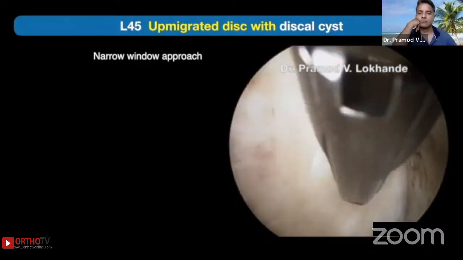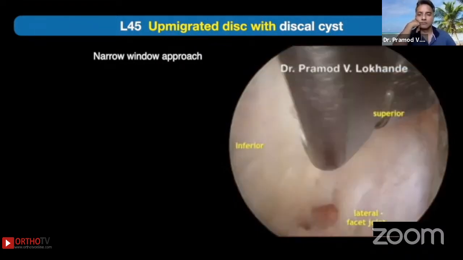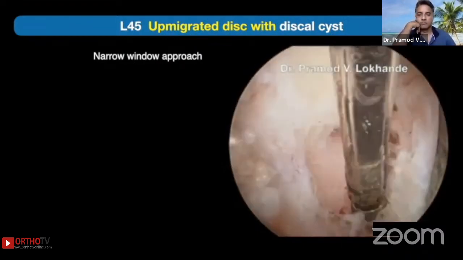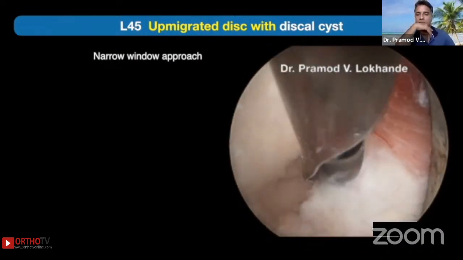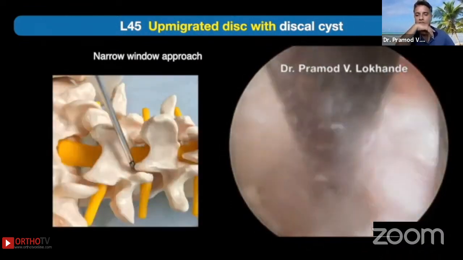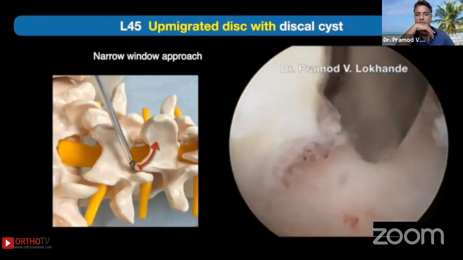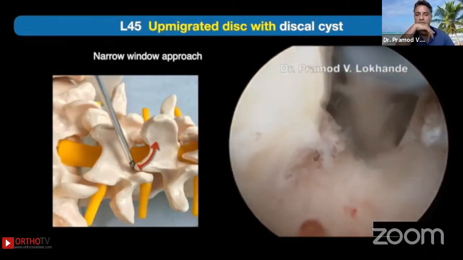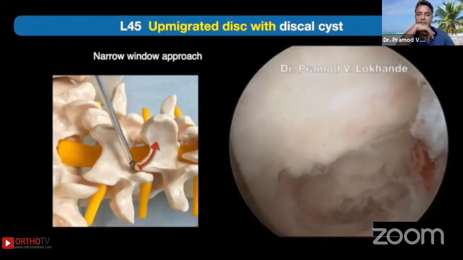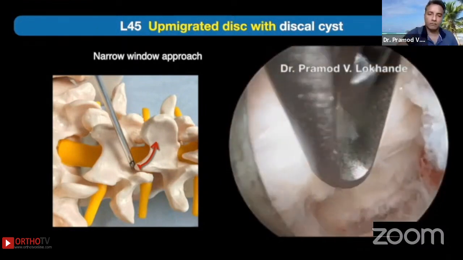We identify the facet joint and we release the superficial part of the flavum which is attached to the medial margin of the facet. The tip of the descending facet is identified like this, and drilling is started from the tip of the descending facet and continued upwards. This is the drilling of the ascending facet. The aim is to widen the interlaminar window.